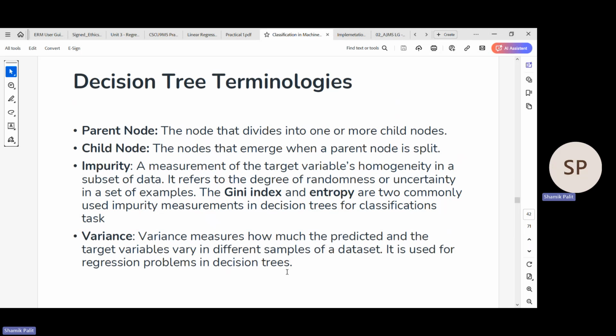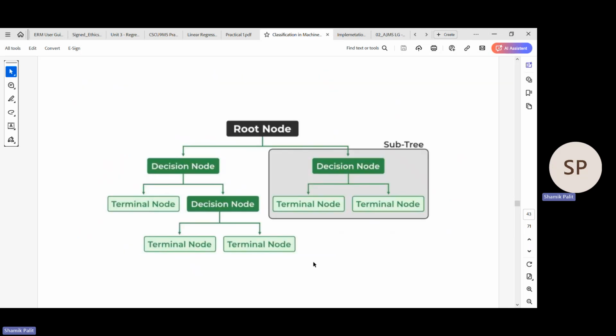Apart from that, variation, very important, gives you a clear perception between the actual and the corresponding target variables, which may differ in different samples of the data set. Have a look at this diagram, which gives you the right idea. Suppose I consider this subtree where you have a decision tree and different terminal nodes associated with it. This is how the structure of the decision tree has been created, like a tree structure where you have a root node, intermediate node, and the corresponding terminal or leaf node.